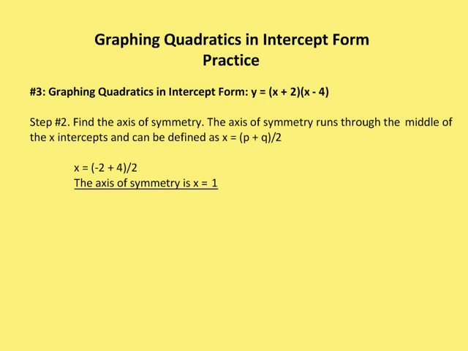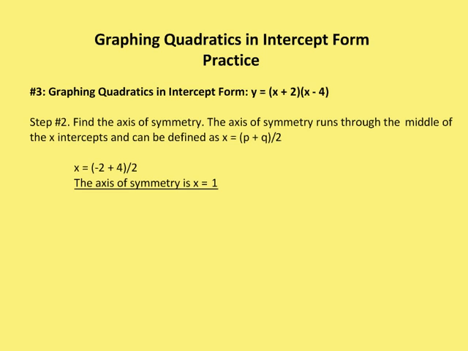We know the axis of symmetry goes right through the two x-intercepts and divides them right in half. So all we have to do is take the average of the two values and set that equal to x, and that's our axis of symmetry. So our p and q values are -2 and 4.